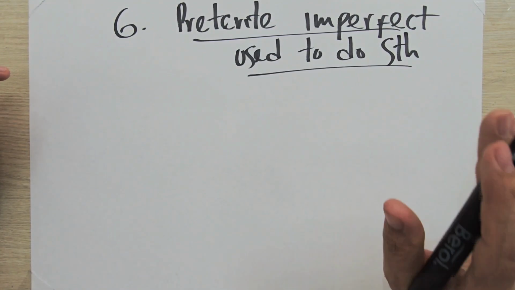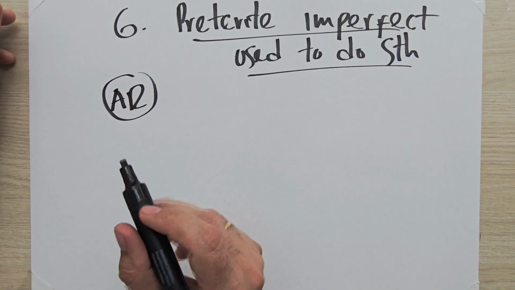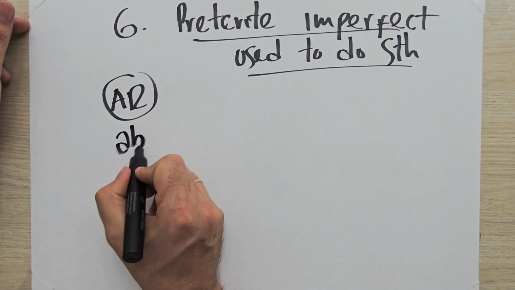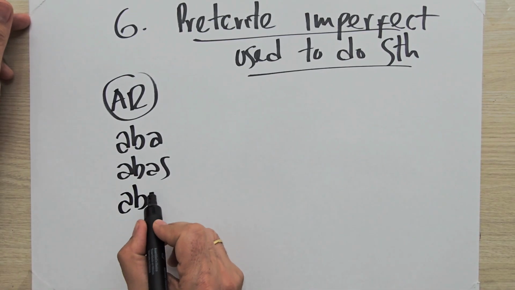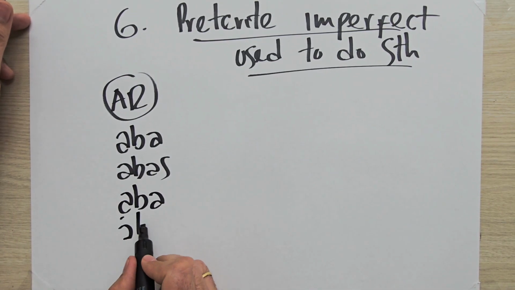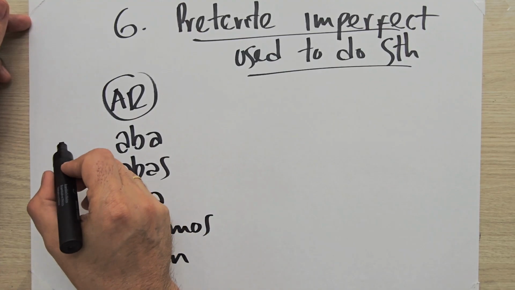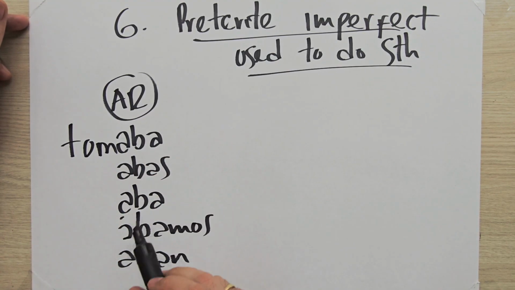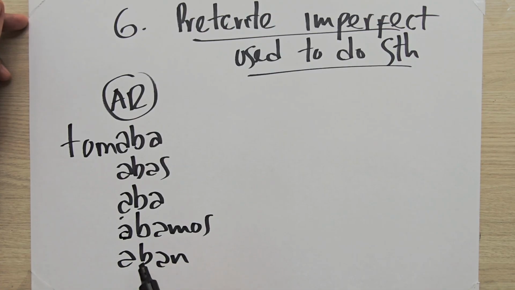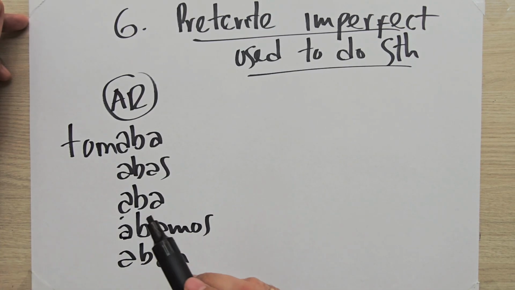Let's practice the regular conjugation. For AR verbs, the conjugation is aba, abas, aba, ábamos, aban. An example, tomar, tomaba, tomabas, tomaba, tomábamos, tomaban. Used to drink or would drink in the past.